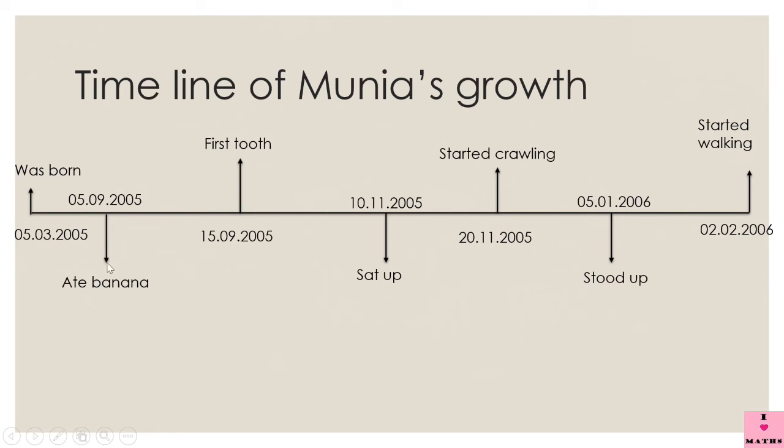See, children, so with the help of this timeline, we can easily see when Munya had her first tooth, when she sat up, when she started crawling, and so on and so forth. So, at a glance, we are able to see the different developments in Munya. So, children, this is how the timeline is so important for us. Okay, now I'm going to take one more example, and this will be the last example. And I'm sure you will understand how timeline helps us in seeing the events.